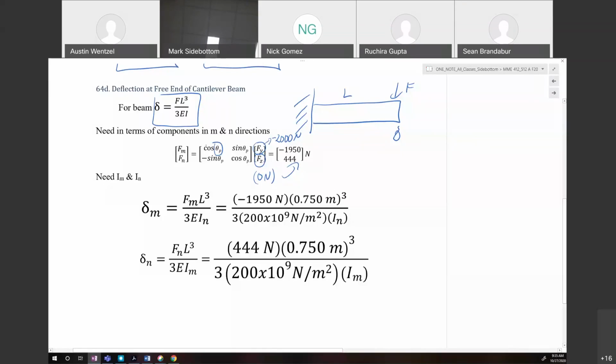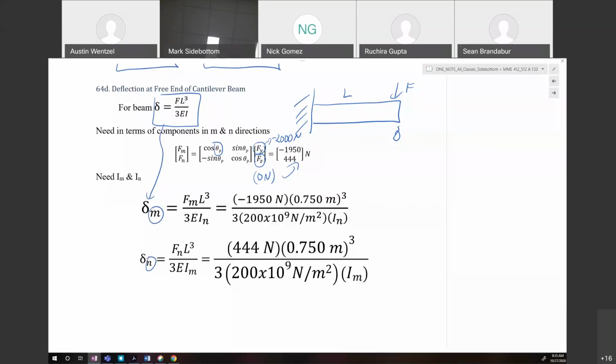Then all you need to do is use this delta equation for both the m axis and the n axis, and we're going to find our deflections about the m axis and the n axis using these two equations.